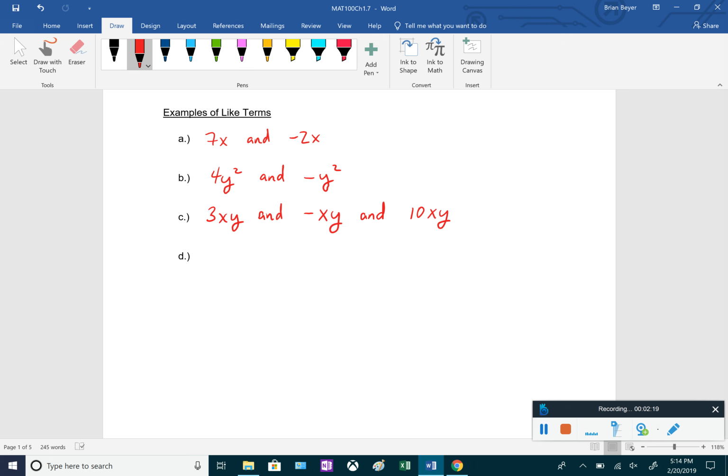And doing one more, let's say we have negative 5 x squared y and 7 x squared y. So they both have the same variable factors of x squared y. So those are also like terms.